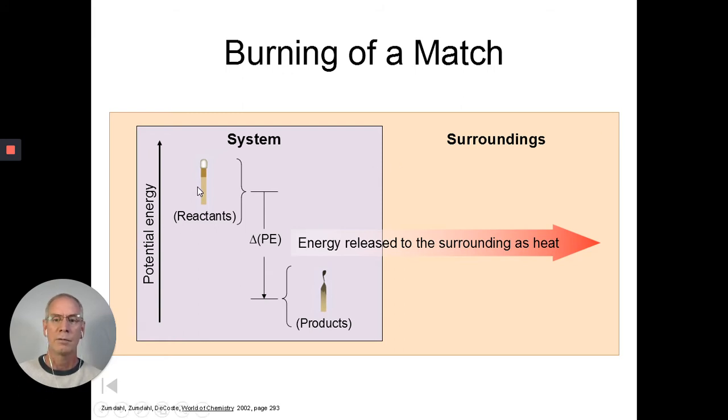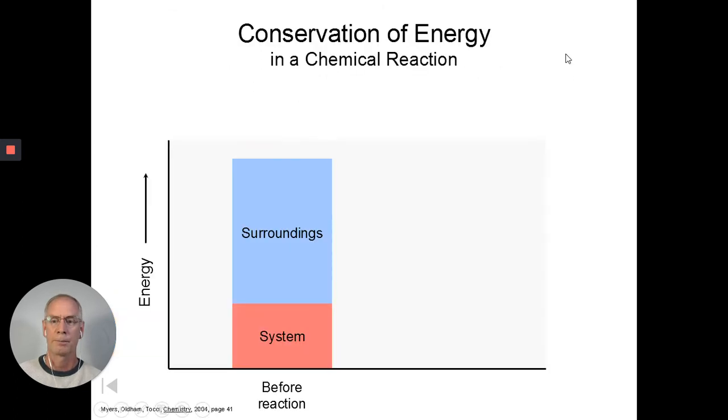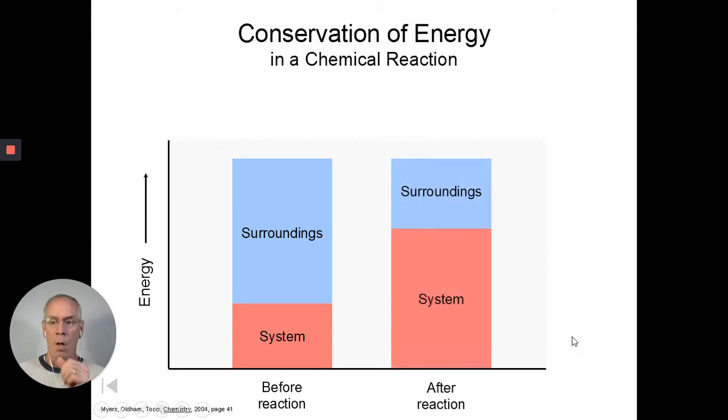What do we call it when something releases energy? Is that endo or exothermic? Exothermic releases energy. Good. So let's look at a graphic here where we have the energy of the system before and the surroundings before the reaction, before I lit the match. Then after I light the match, we notice that the surroundings have less energy and the system has more energy.